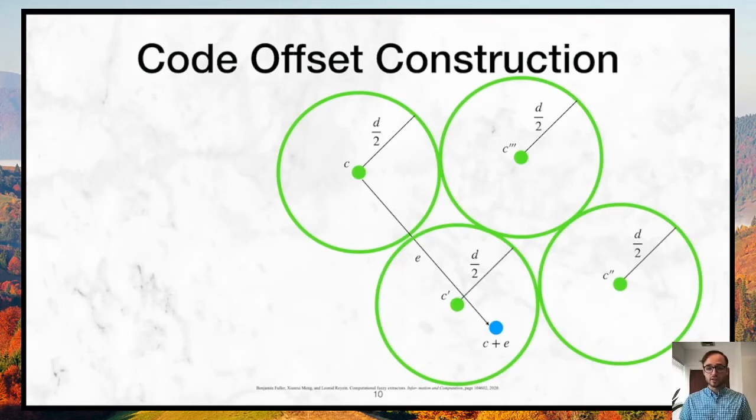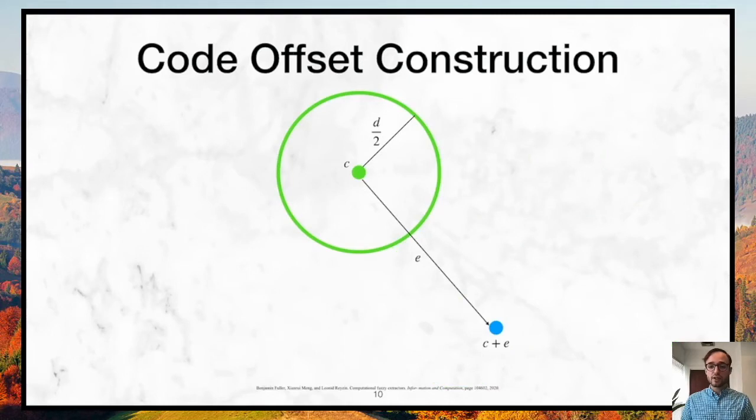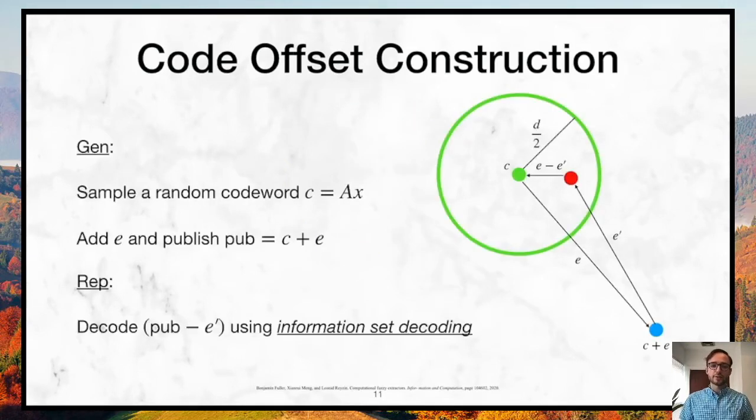What this means is that instead of trying to use the error correcting code to correct this error to get back to C, we're going to instead subtract off another reading of a correlated biometric reading. Now, if E minus E prime is within the unique decoding threshold of our original code word C, then we should be able to use the decoding procedure of the code in order to arrive back at our original code word. This is the code offset construction written out. In gen, we sample a random code word, and we add our biometric reading to it.